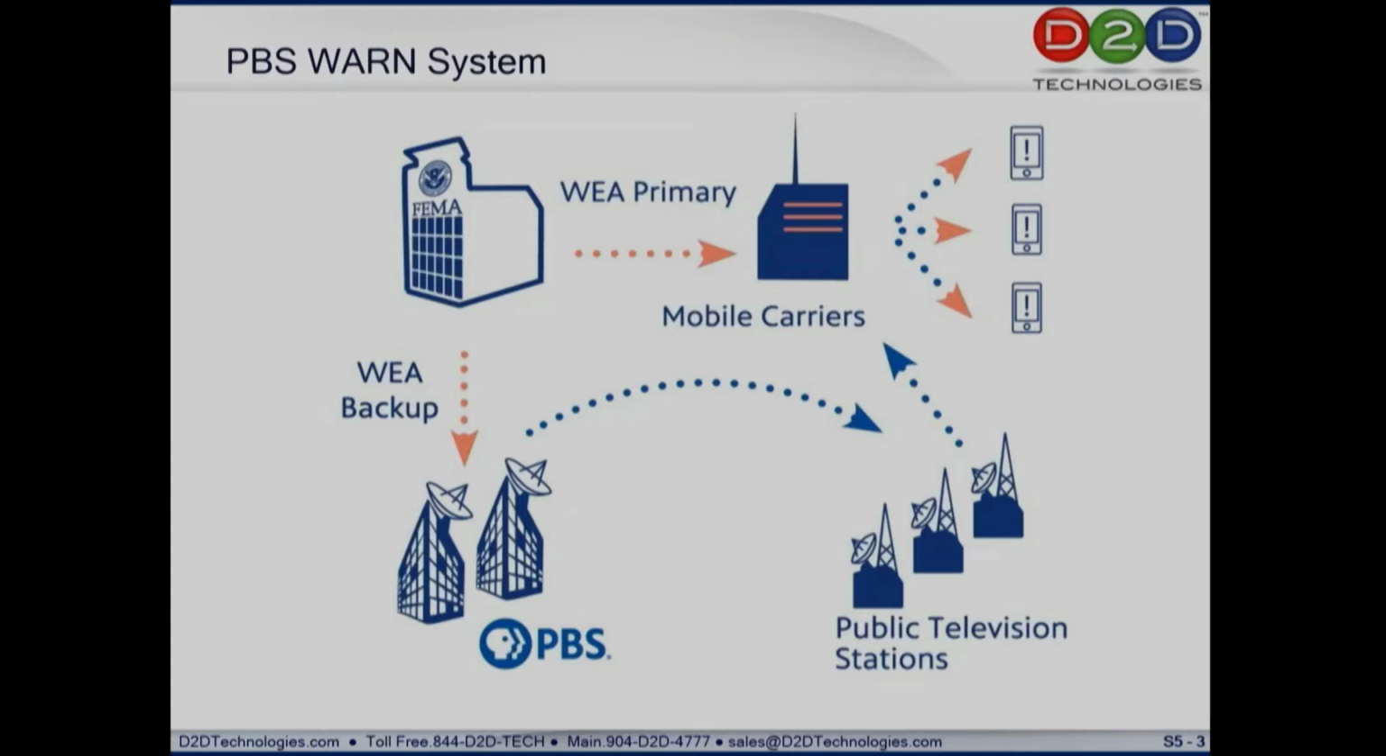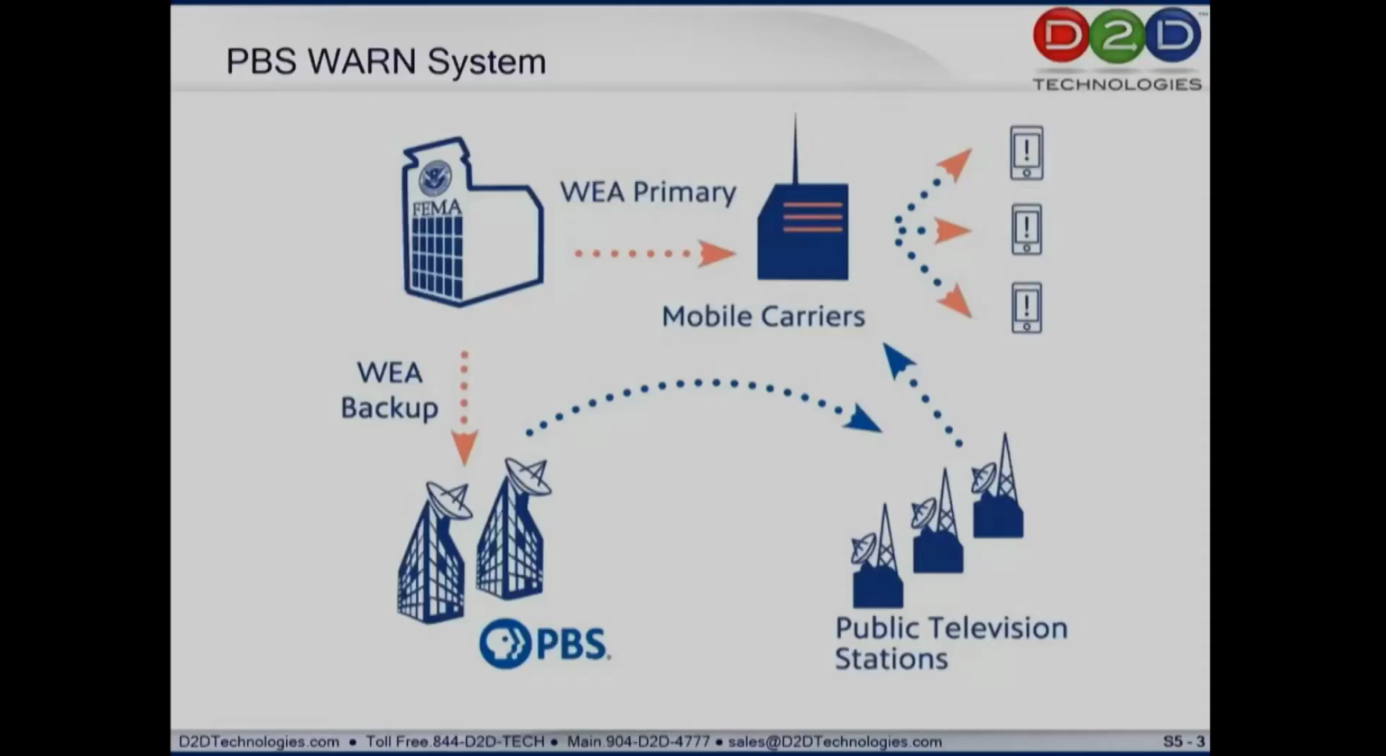But what happens if the internet goes down? You may have a hurricane, an earthquake, active terrorism. How do we get those alert messages to the mobile phones? The answer is the PBS WARN system. So the alert messages will also go to the PBS satellite uplink. From that point, they'll go by satellite to all the member stations across the country. And then at each PBS station, there's a D2 WARN system, which is what we developed with PBS.